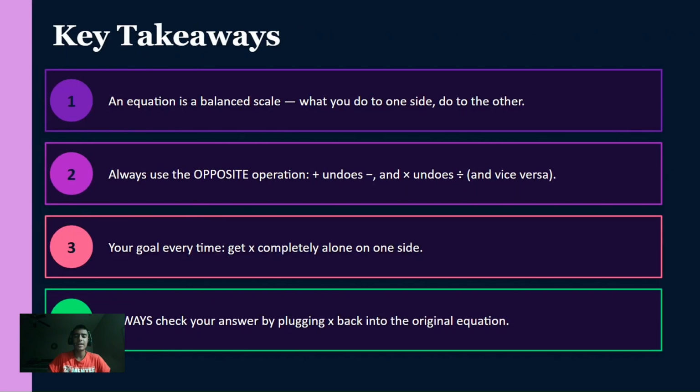All right, slide 10. These are the key takeaways. Let's lock in on what we learned today. Number 1, an equation is always a balanced scale. Both sides must always stay equal. 2, always use the opposite operations. Addition undoes subtraction. Multiplication undoes division, and vice versa. 3, the goal every single time is to get x alone on one side. 4, always check your answer. Plug x back in and confirm both sides are equal.